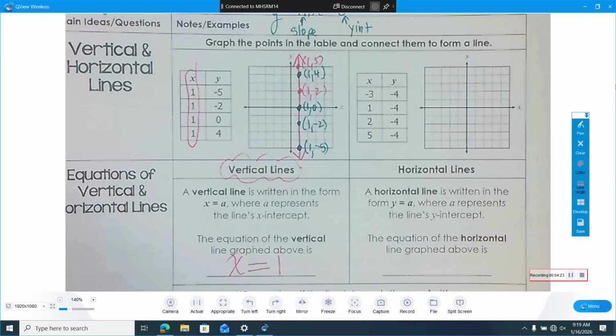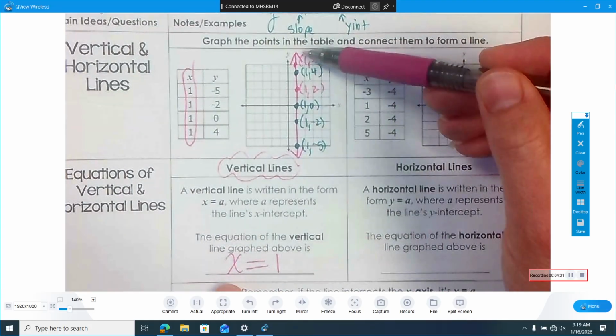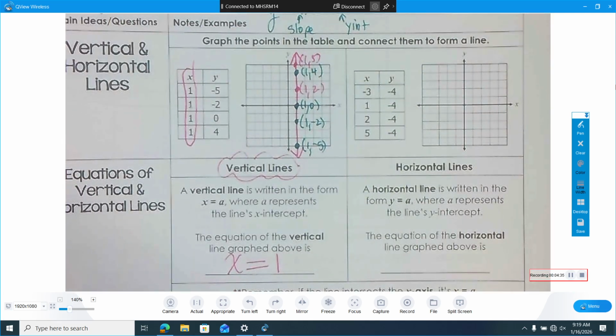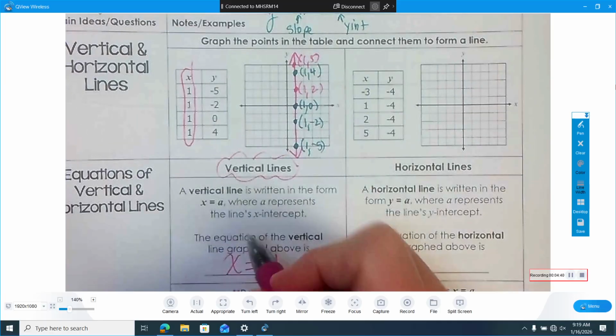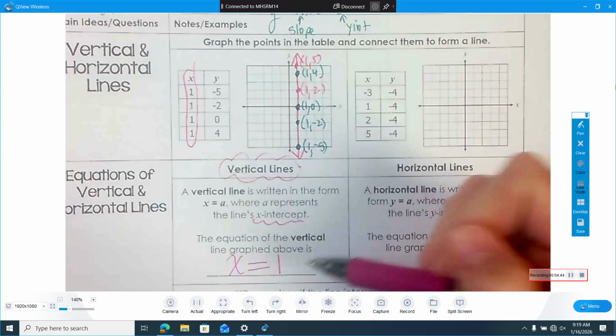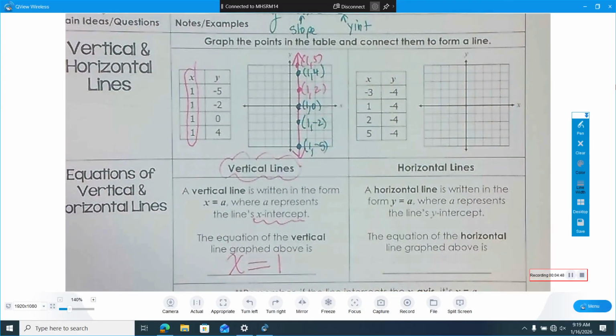So a vertical line has the equation where x equals some number. You notice that the x is the same for every point on the line. And so that number represents the x-intercept right here. The 1 is where we cross the x-axis, but I really like thinking about every ordered pair on the line having an x-coordinate of 1. That's very specific, all right?